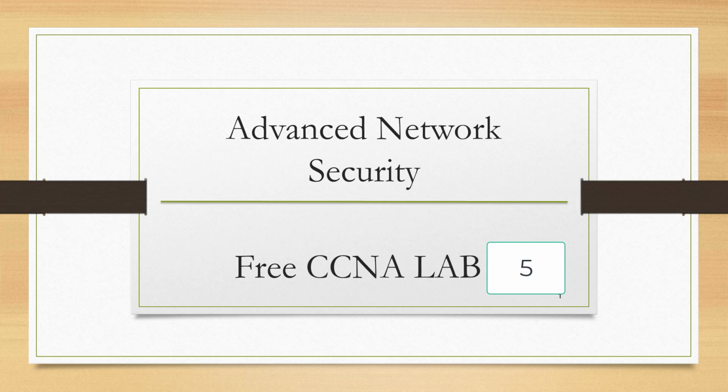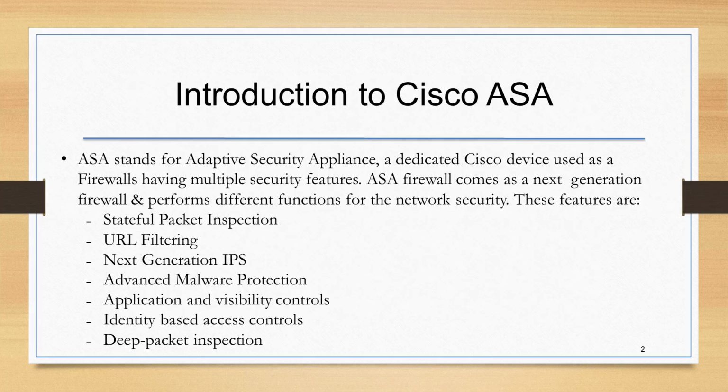This is full course lab CCNA Practical. So let's get started. Introduction to Cisco ASA. ASA stands for Adaptive Security Appliance, a dedicated Cisco device used as a firewall having multiple security features. ASA Firewall comes as a next-generation firewall and performs different functions for the network security.